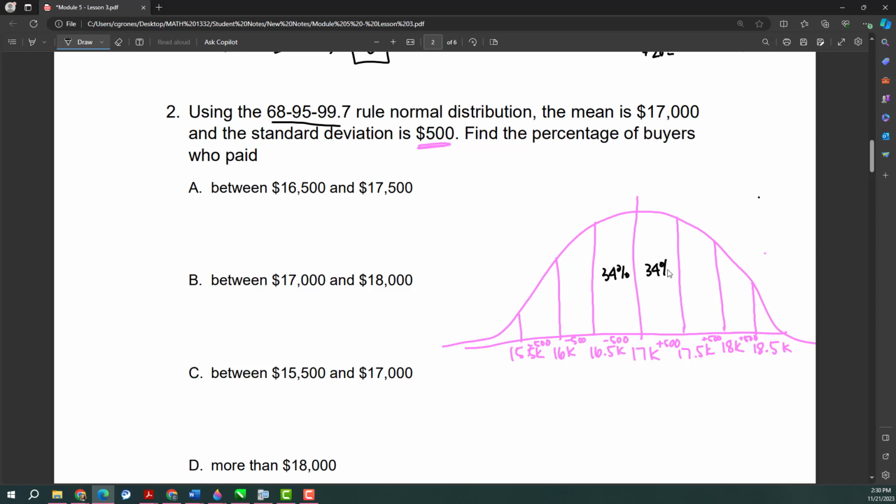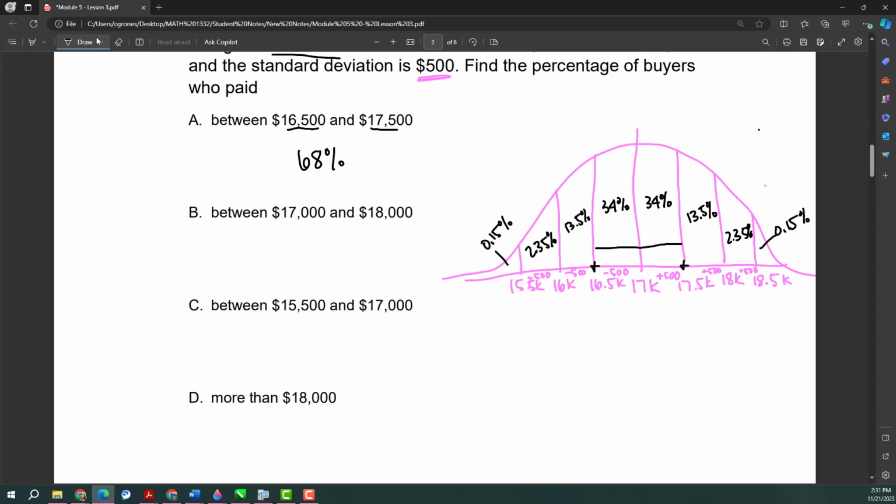We have 34% right in the middle, 13.5%. We've got 2.35, and then last is the 0.15%. So on A, it's asking for the percentage of buyers between 16.5 and 17.5. So we've got 16.5 and 17.5. We have 34 and 34, which is 68%.